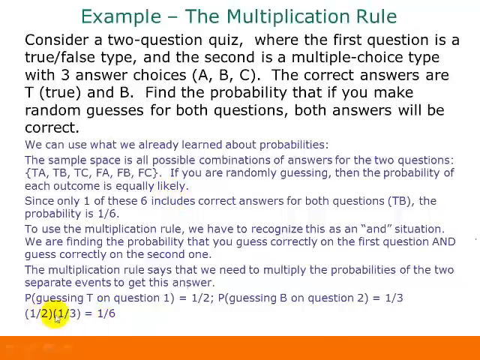Notice how we got the same answer using the multiplication rule as we did by looking at the sample space and assuming that each of those outcomes in the sample space was equally likely.